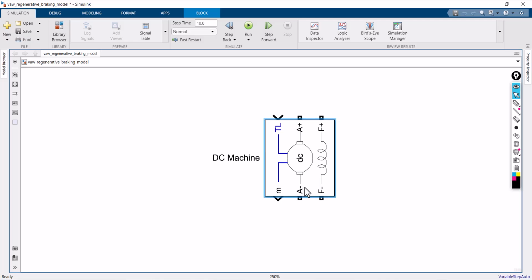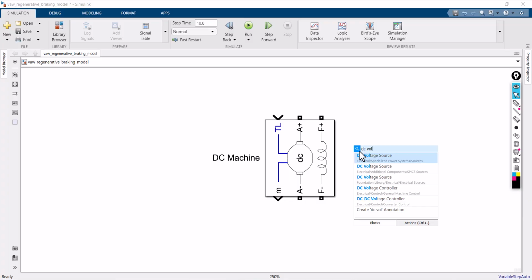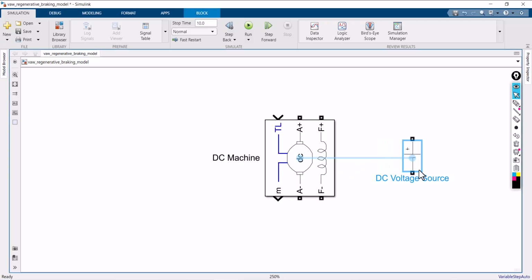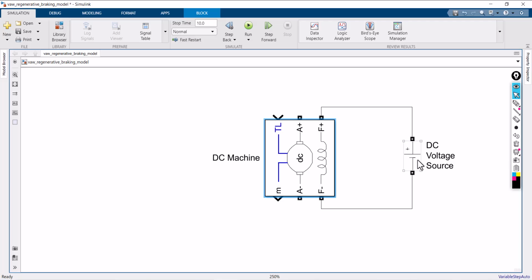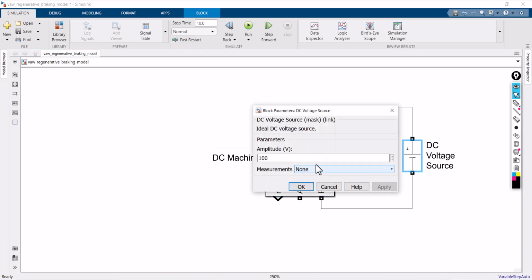Okay. So if you want to excite the DC machine, you are supposed to provide the field winding. So let me take a DC voltage source. This DC voltage source should be at least a minimum of 300 volts. That's why we choose here. So make sure that this DC voltage source is 300 volts.